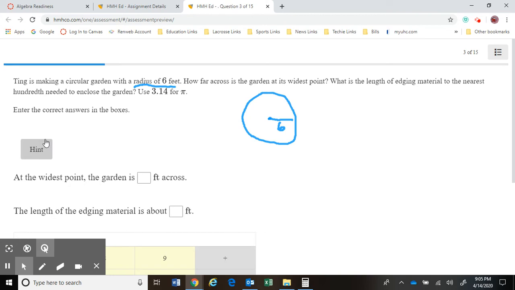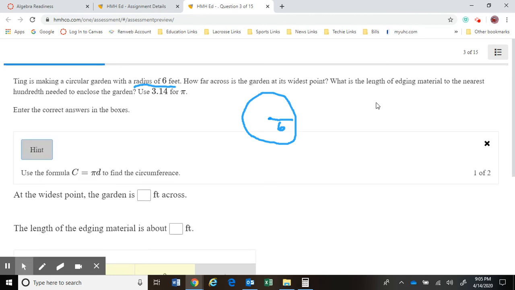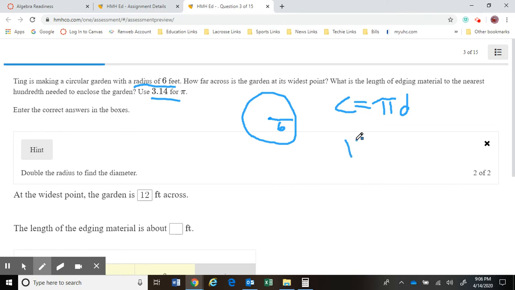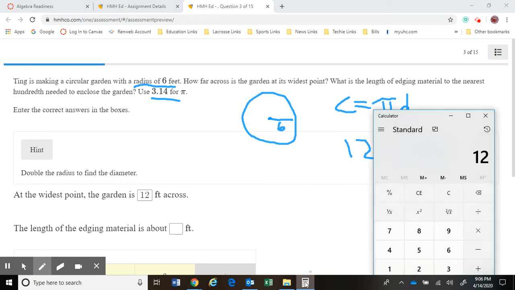Let's see. Double the radius to find the diameter. 6 times 2 is 12. The widest point would be 12. Now, how do I find the circumference? Circumference equals pi times diameter, and it says to use 3.14. So let's see, 12 times 3.14. Let me get my calculator out.